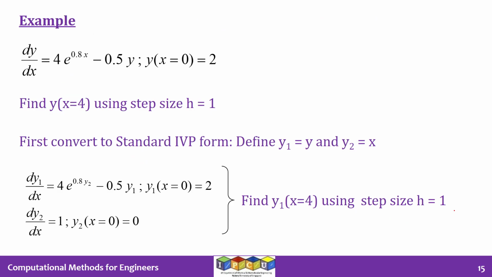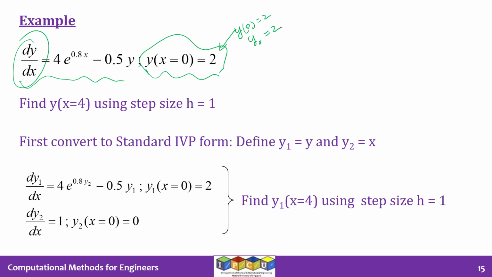Now we can consider a second example where this is the ordinary differential equation. This is the initial condition. Please note this is a first order ODE, so one condition is enough to solve this problem. So this is y naught. y naught is given to be 2.